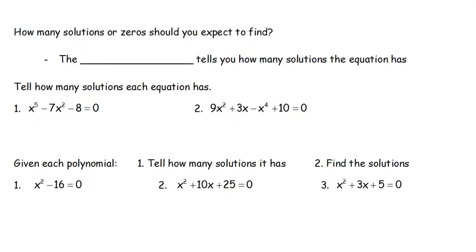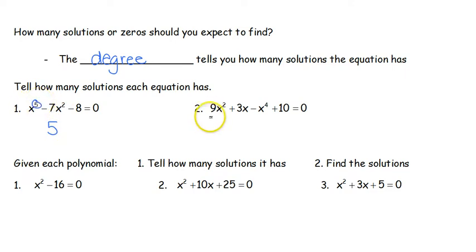Alright, our last page. How many solutions or zeros should you expect to find? When you are looking at the equation, the degree tells you how many solutions the equation is going to have. So when I look at number 1, x to the 5th minus 7x squared minus 8, I should expect to find 5 solutions because 5 is the highest exponent.